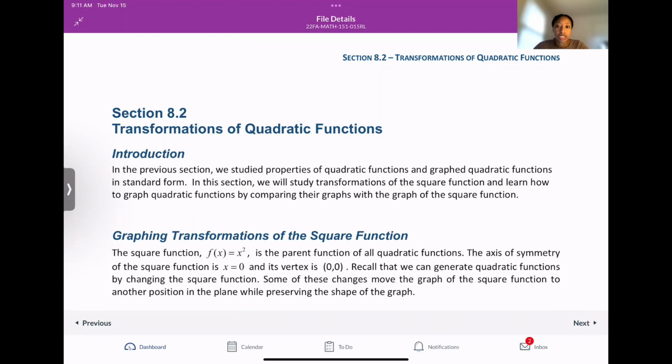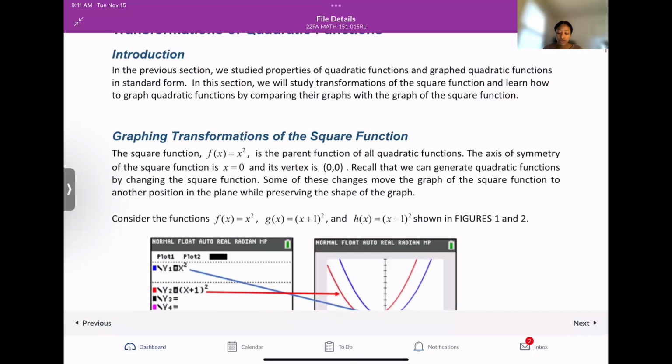For section 8.2, we are talking about translating graphs of quadratic functions, or transformations, I should say, of quadratic functions. In the previous section, we studied properties of quadratic functions and graphed the quadratic function in standard form. In this section, we will study transformations of the square function and learn how to graph quadratic functions by comparing their graphs with the square function.